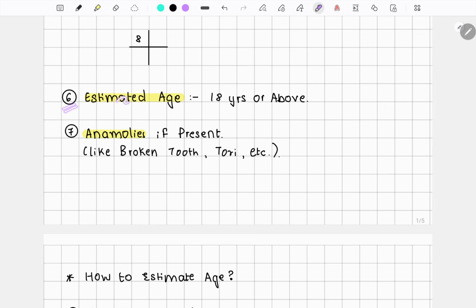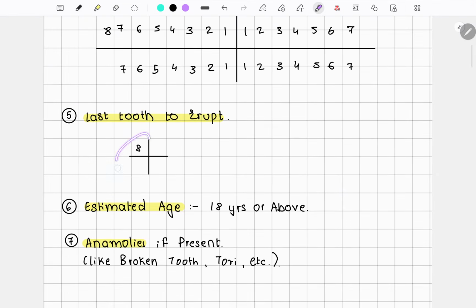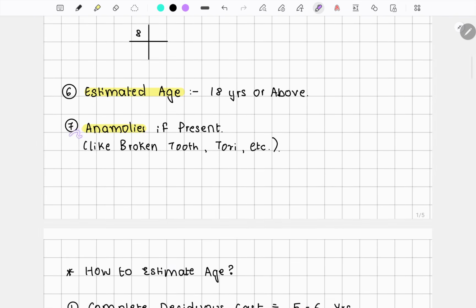Then the sixth point will be the estimated age of that particular cast. For example, in this it will be 18 years or above. Further, I will discuss what age you need to write for a particular last tooth to erupt, so watch the video completely. Then the seventh point will be anomalies if present. You need to write this point only if an anomaly is present in a particular tooth. Example, if it is a broken tooth, there are tori present, or there is attrition in the tooth, or there is a missing tooth.